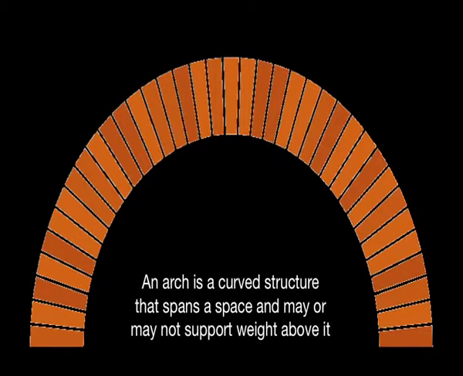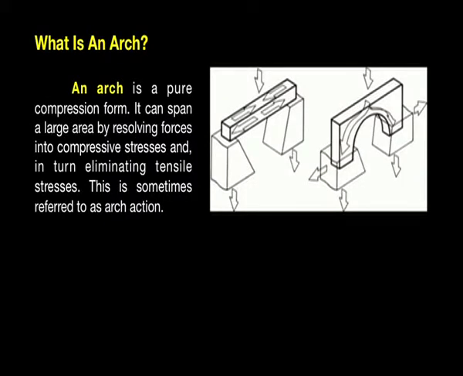By definition, an arch is a curved structure that spans a space and it may or may not have load supported on top of it. If you look at an arch and see how it works, it is a purely compression form of structural member, which means that the amount of tensile stress that the structure is carrying is 0. Every load that the structure is carrying is purely a compressive force. It can span a very large area by resolving forces into completely compressive stresses, in turn eliminating tensile stresses. This is sometimes referred to as the arch action.